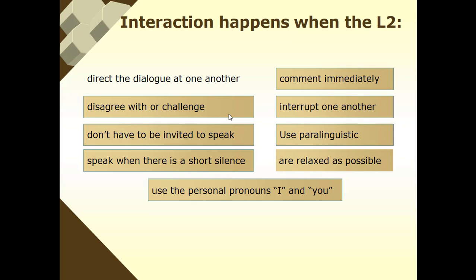Everybody agree? No, teacher. Yes, I am. Okay, now you see the kind of interaction right here. Some of you disagree, some of you agree, and some of you have taken this as a challenge. That's interaction in the end.